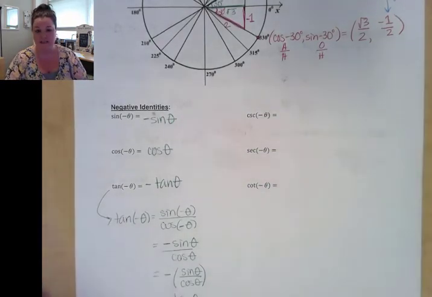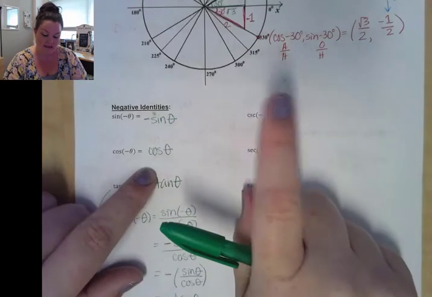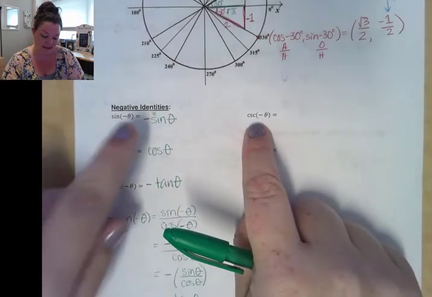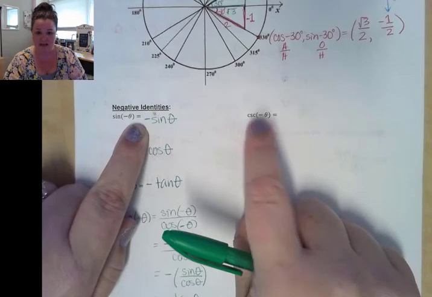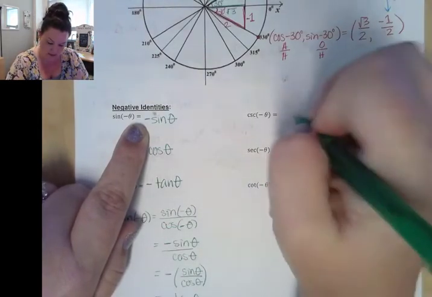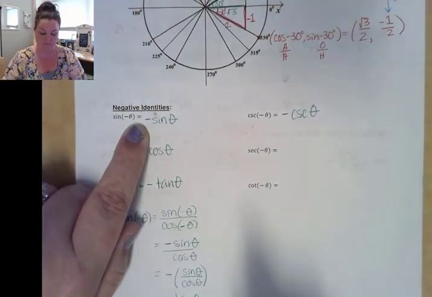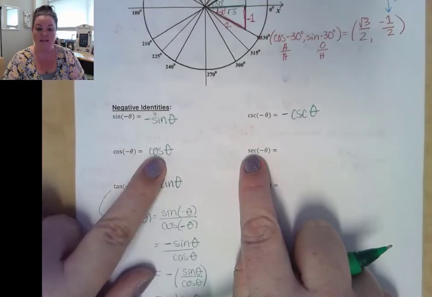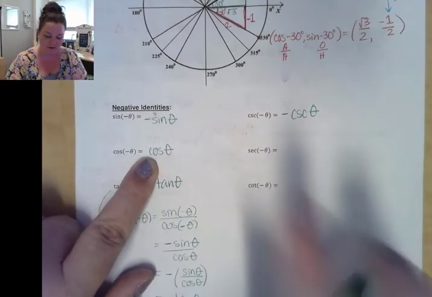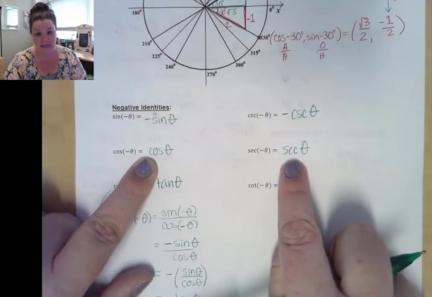And then once we know all of the negative identities, we should be able to find the reciprocal identities as well, right? Because when I do a reciprocal, it doesn't change the sign. So since cosecant is related to sine, since sine changed from negative to positive or positive to negative, so will cosecant. So this would be negative cosecant theta. Secant is related to cosine. Notice cosine doesn't change. I don't have to put a negative in front of it, so I also don't have to put a negative in front of secant theta.